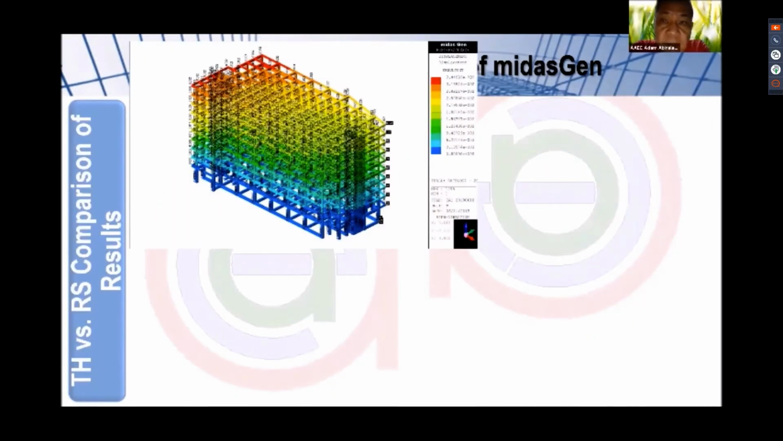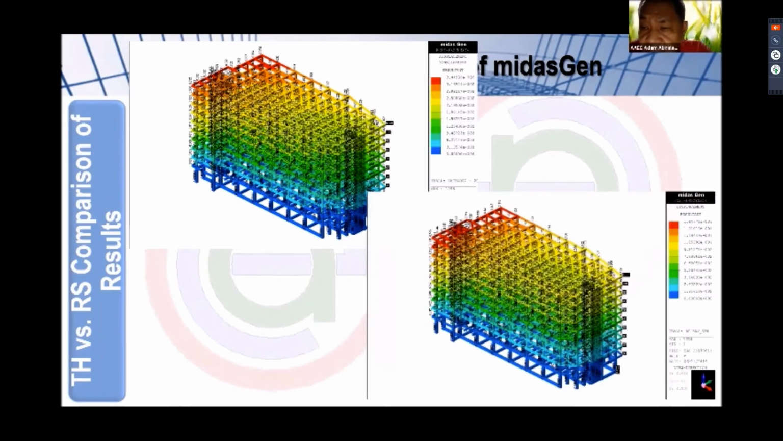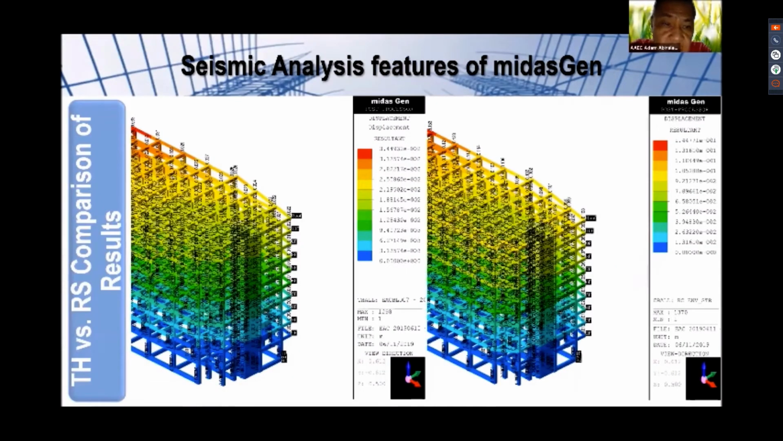So again, comparing the two results, this is from the time history analysis, wherein we have about 3.5 millimeters as maximum at the top, whereas from the response spectrum analysis procedure, the maximum displacement is about 145 millimeters. Okay, so this is just a zoomed out view of that displacement.